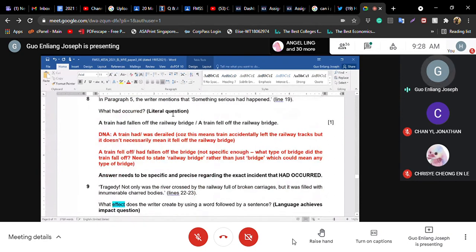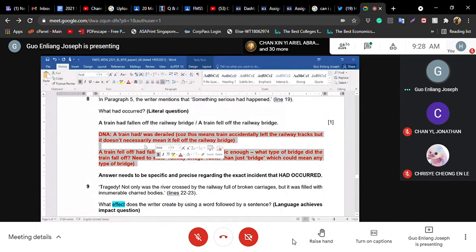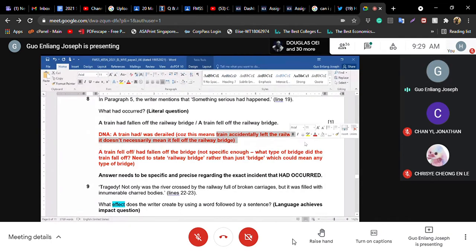Next, something serious that happened, why it occurred. This one is an easy question. The answer is just had fallen off the railway bridge, or you fell off the railway bridge. Some of the popular wrong answers include this. Please take note. It sounds correct, but it's actually wrong. Why? Because derailed means that the train accidentally left the railway track, but that doesn't mean it fell off the railway bridge. So it doesn't have the idea of falling off the railway bridge, so derailed is actually wrong in this context.